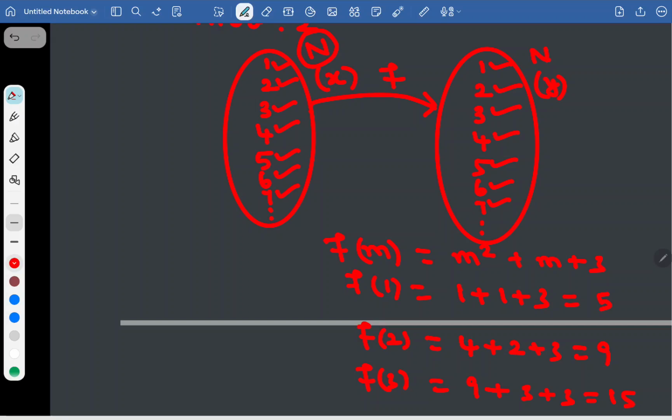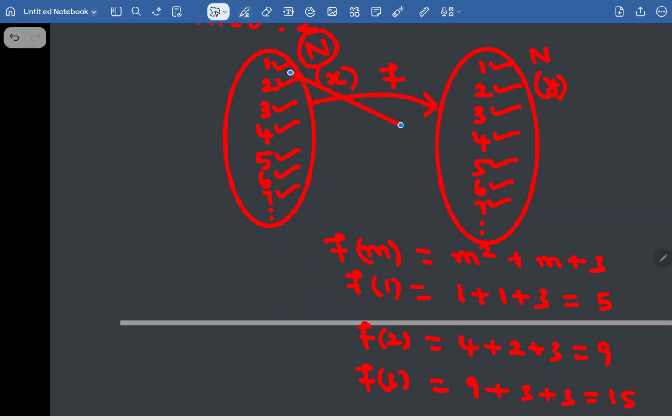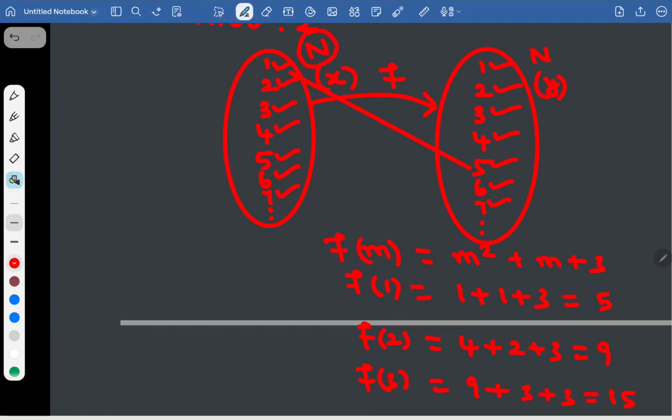1 maps to 5. 2 maps to 9. Now I am going to mark this through an arrow diagram.